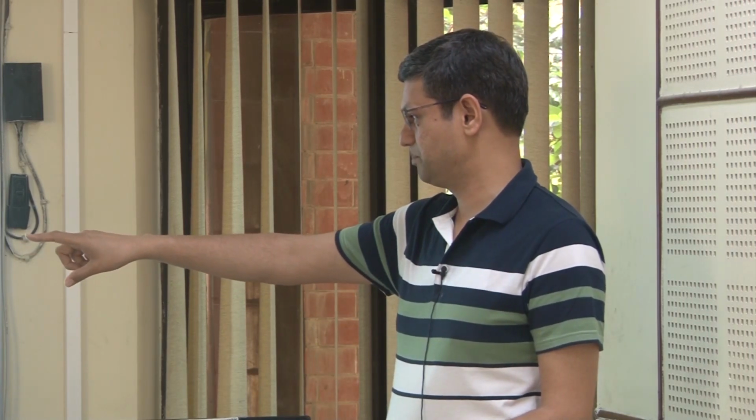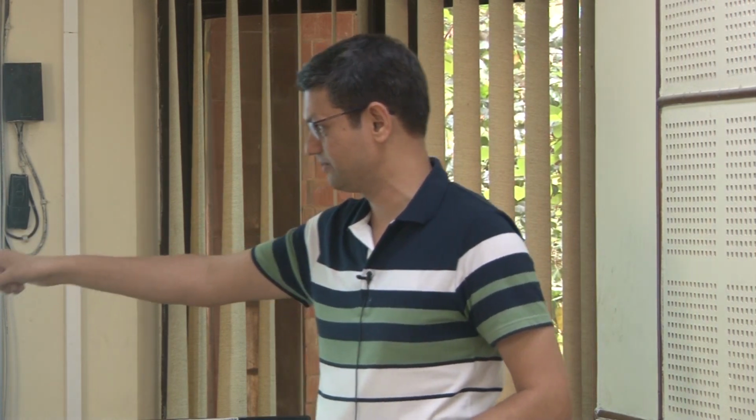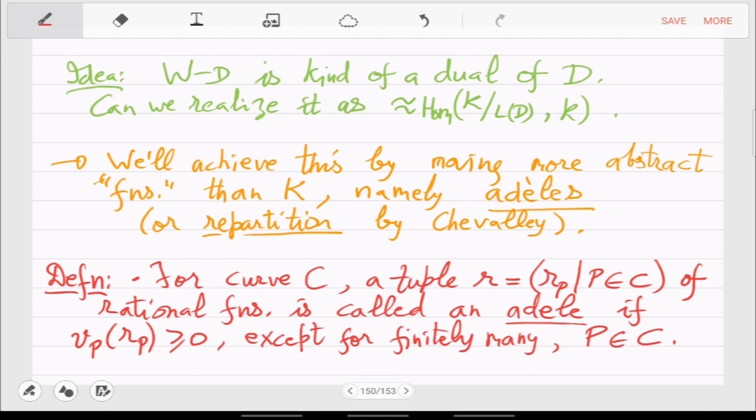Because the places where valuation of RP is non-negative, you essentially can put very different functions for point P1 and for point P2. So it will be impossible to see whether there is a function in the function field which is close to this. So this R can be very, very different from whatever function you look at in the function field. Building this from multiple rational functions is very complicated. Because it's actually a tuple of infinitely many rational functions, and this is truly infinitely many.